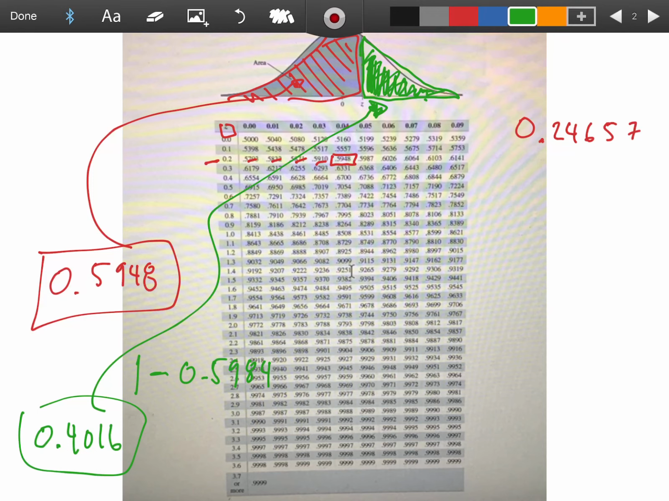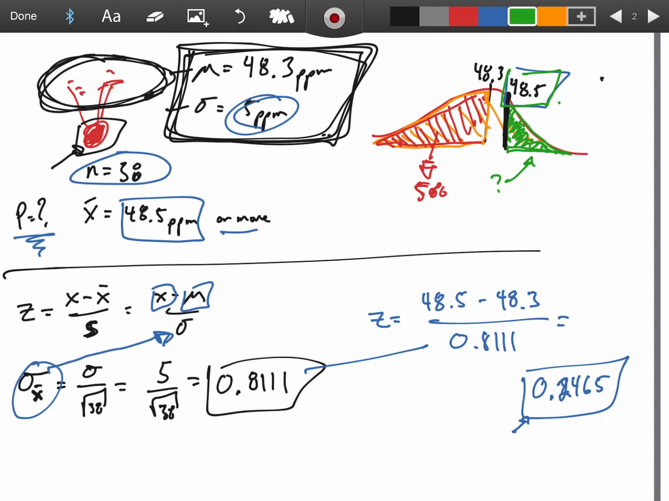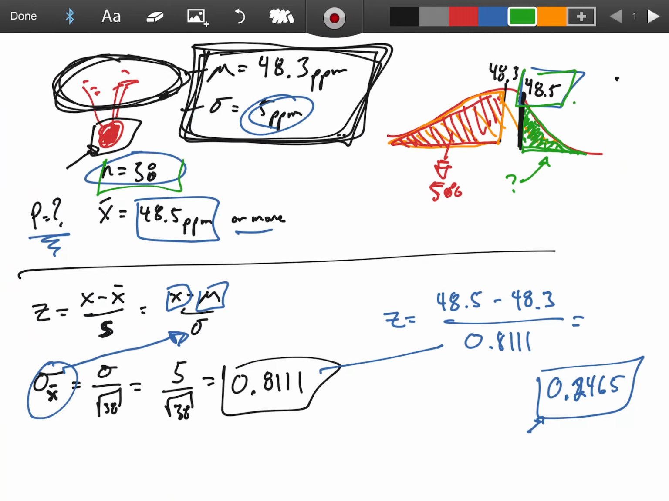So the probability of you getting a number that's greater than this mean of 48.5 is, if I round, 40.2%. You have a 40.2% chance of getting an average that's greater than the one that you had if your sample size is 38, okay? So that's what's going on. That's how these problems work.